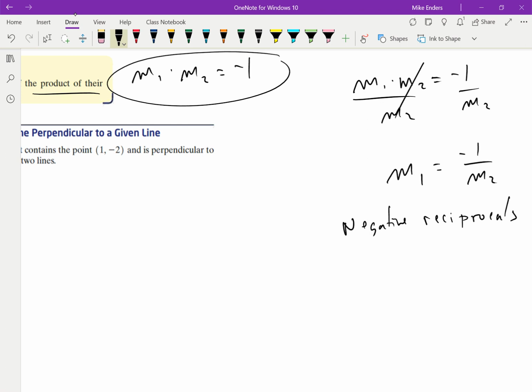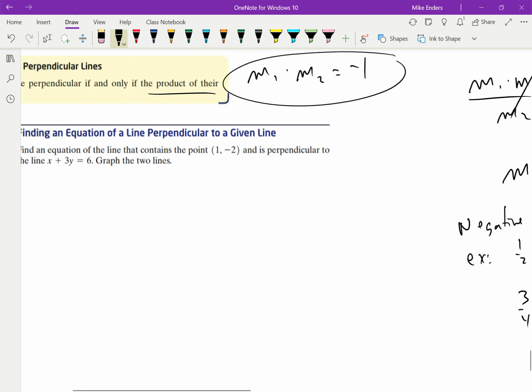So for example, 1/2 and -2. Those are opposite terms. One's positive, one's negative, and they're reciprocals. We've got one that's 1 over 2 and the other that's 2 over 1. I could have 3/4 and -4/3. Those would be opposite reciprocals. That means if those are slopes of lines, those lines are perpendicular.